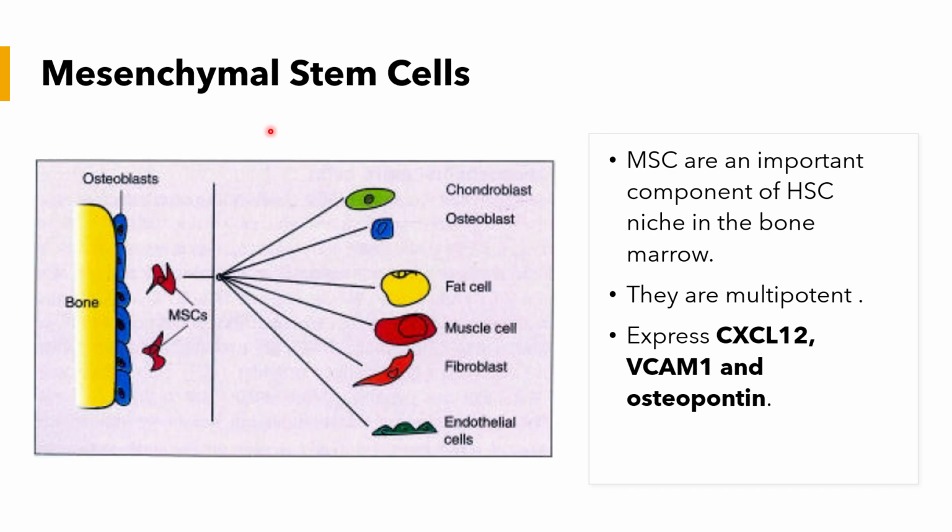So another important component of the bone marrow niche is the mesenchymal stem cell. They are multipotent. That means that they have the capacity to divide into a variety of cells. They form chondroblasts, osteoblasts, fat cells, muscle cells, fibroblasts, and endothelial cells. So they differentiate into this variety of cells, and they express CXCL12, VCAM1, and osteopontin.